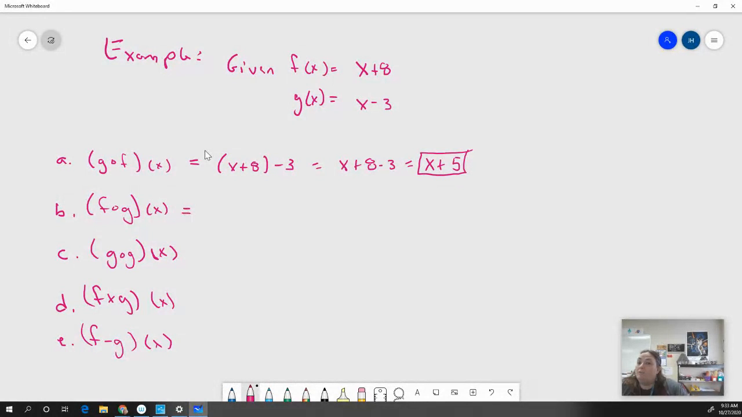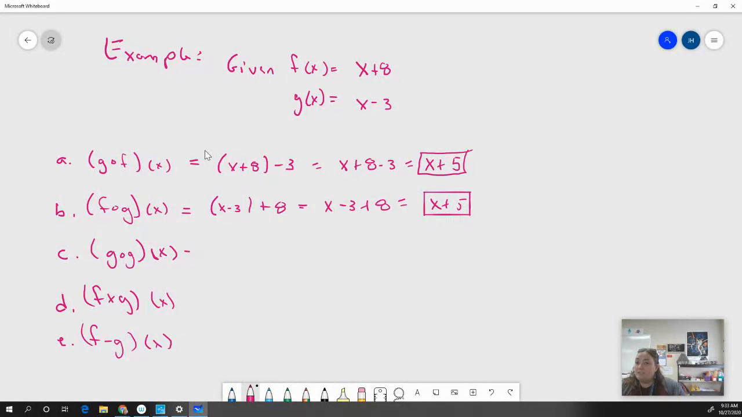When I do this one, we're talking f of g. So now we're plugging in x minus 3 into the x value for x plus 8. So I have x plus 8 where my x is. I'm going to put in x minus 3 plus 8. Probably get the same result on this one, right? I wind up with x minus 3 plus 8, which is x plus 5.